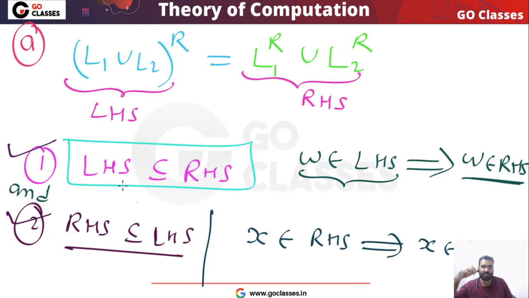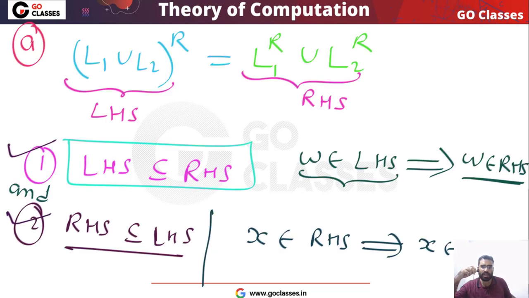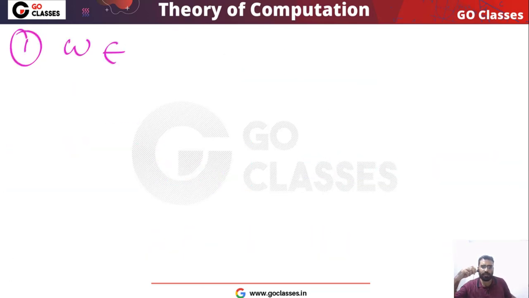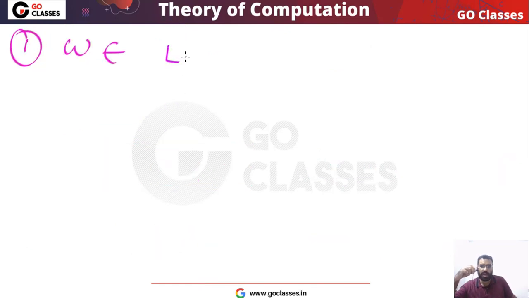So let's start with the first one. Let me prove that LHS is a subset of RHS. This means if some string belongs to LHS, so let's assume some string W belongs to LHS. Some string W belongs to (L1 union L2) whole reverse.